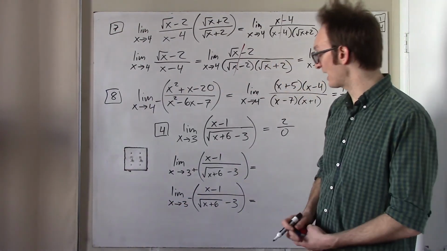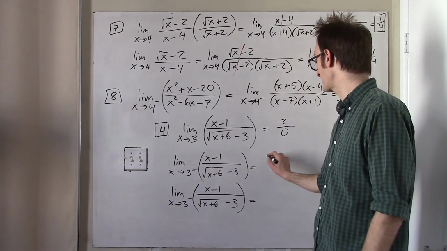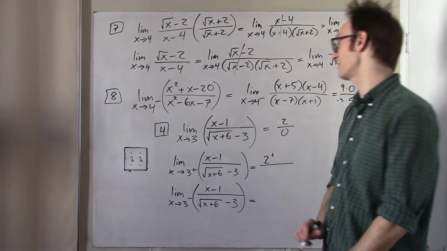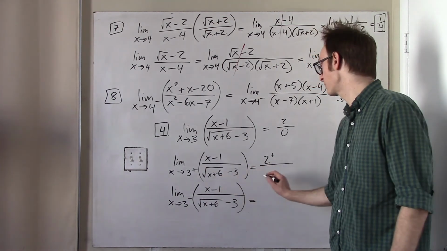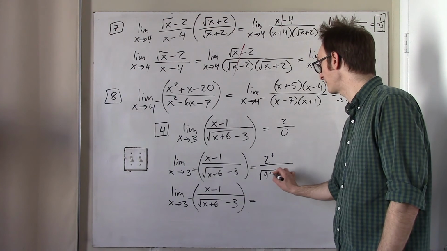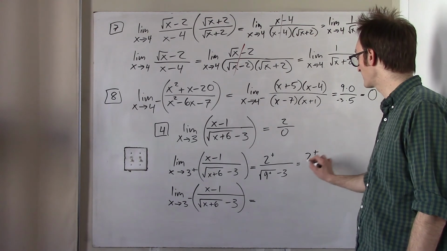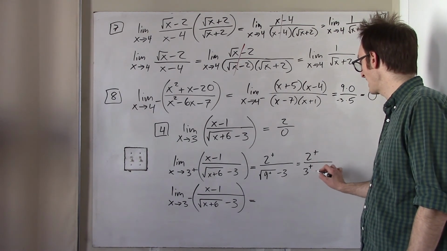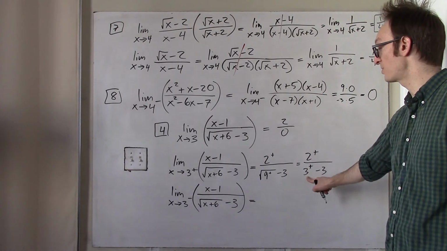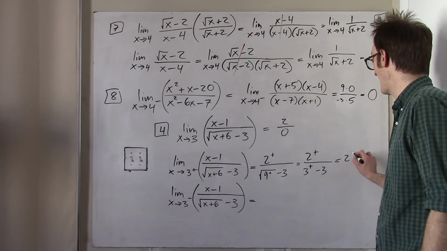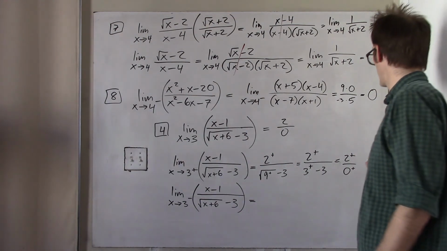What happens if I plug in a number a little bit more than 3? Well, a little bit more than 3 minus 1 is a little bit more than 2. So that numerator is just going to be pretty much 2. But now, a little bit more than 3 plus 6 is a little bit more than 9. So we're taking the square root of a little bit more than 9, minus 3. What is the square root of a little bit more than 9? It's a little bit more than 3. And now, if I subtract 3 from a number that's a little bit more than 3, that is going to be a tiny positive. And if I divide 2 by a tiny positive number, I get infinity.